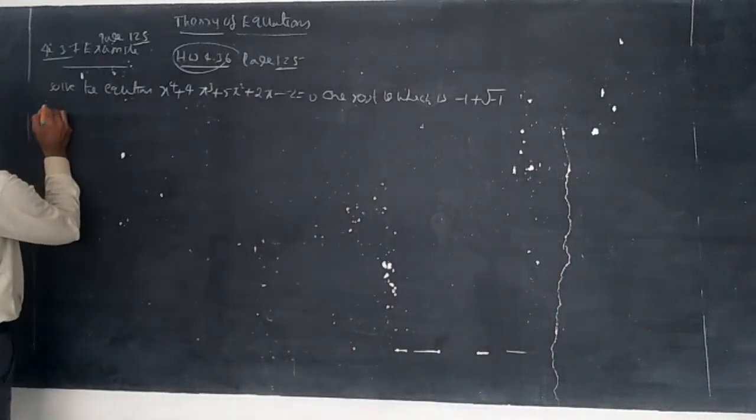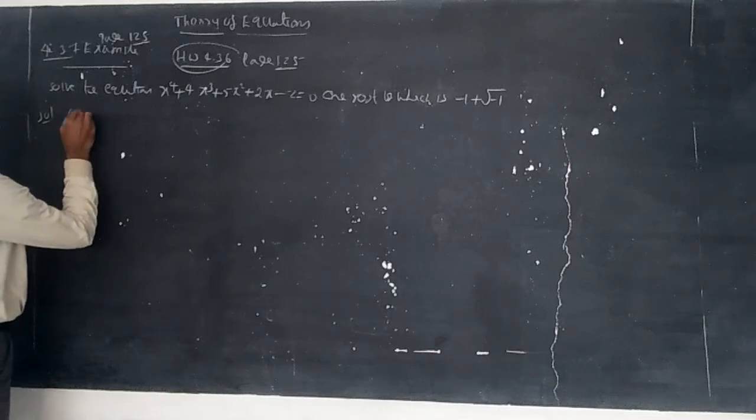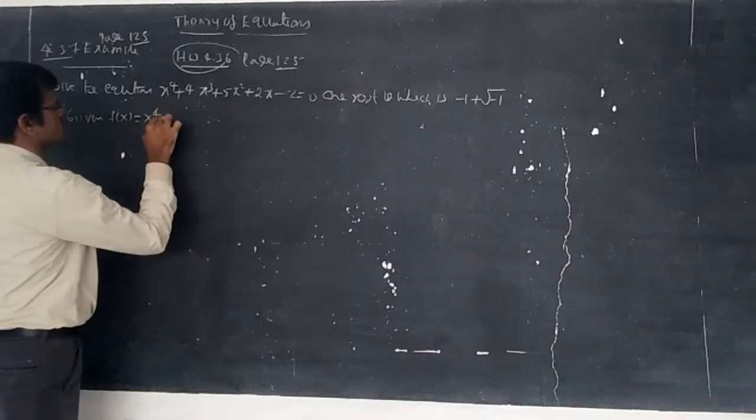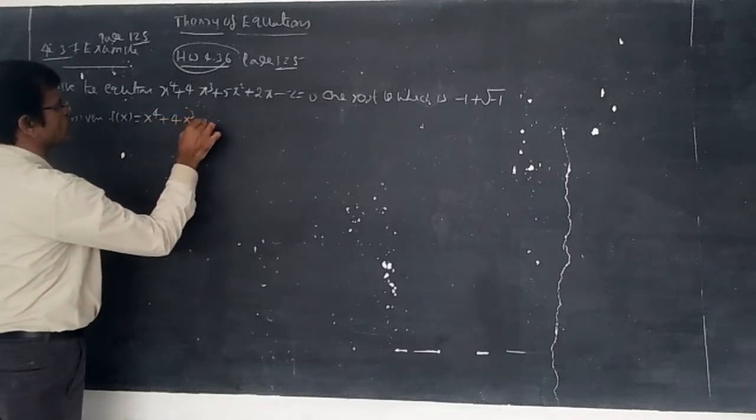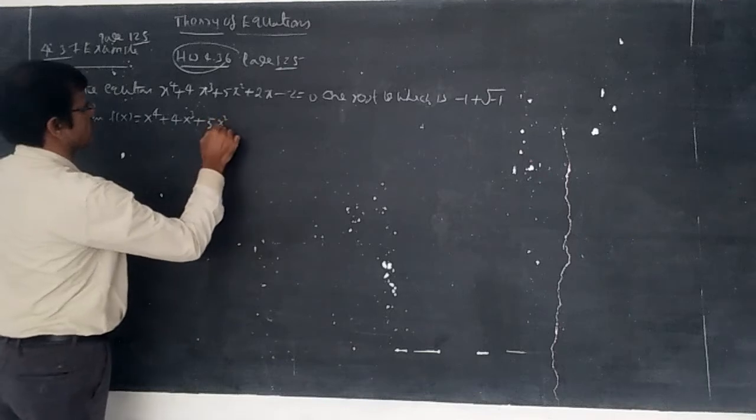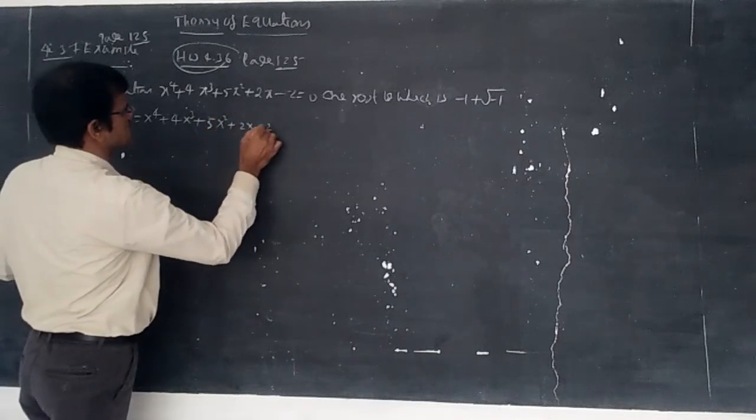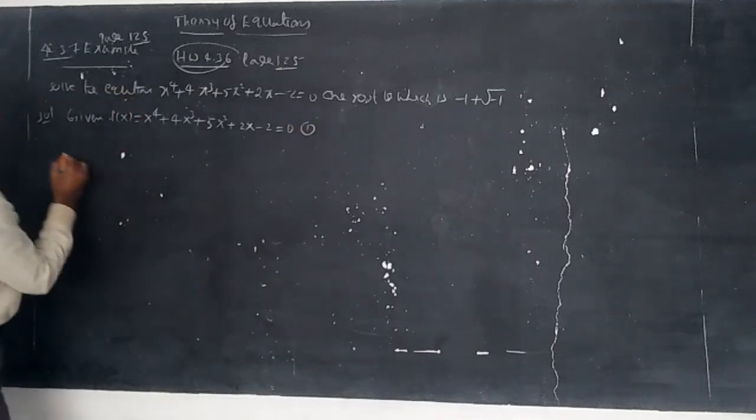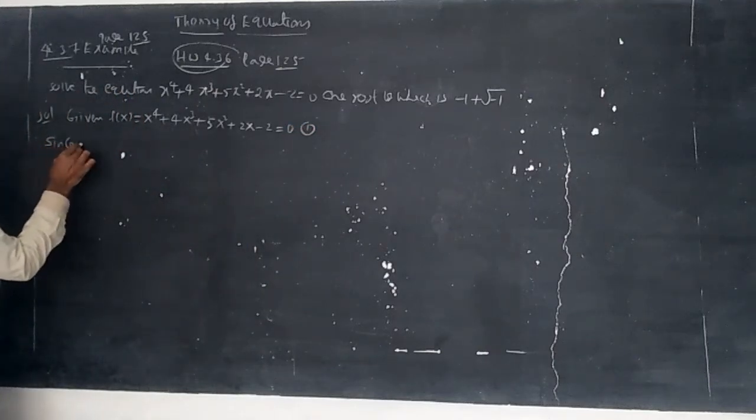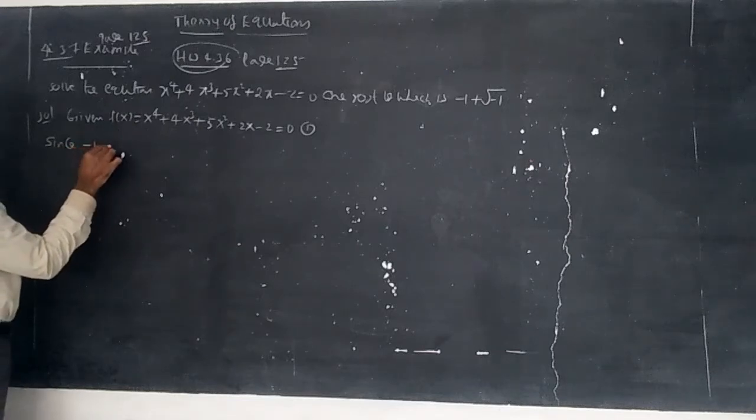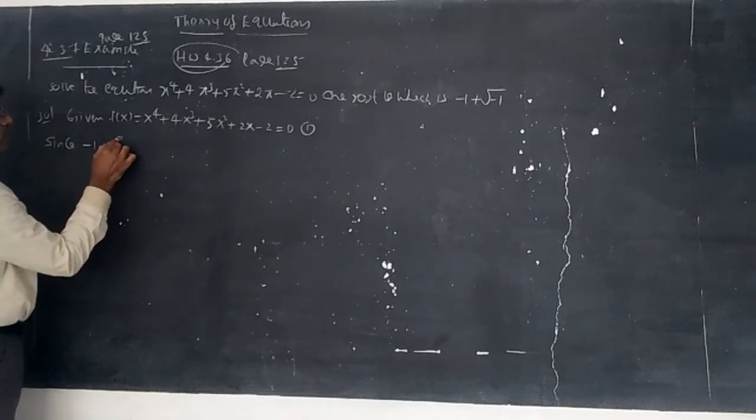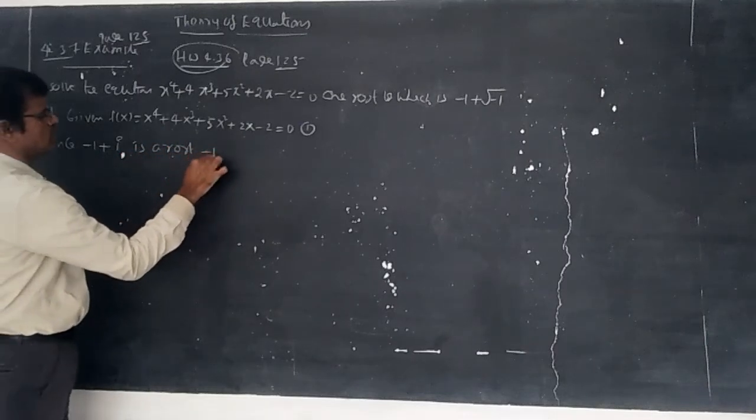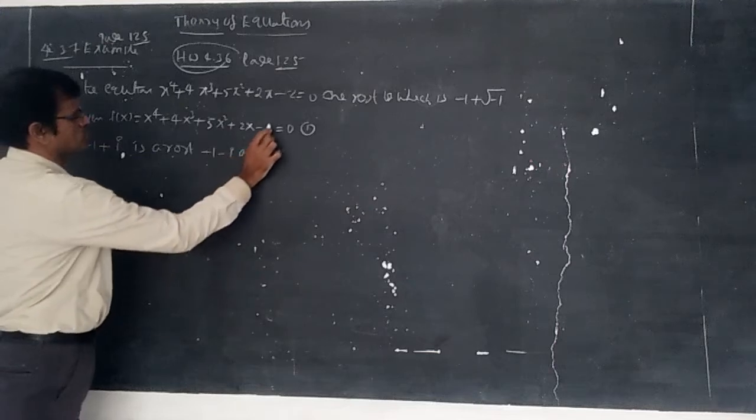Since given f of x is equal to x power 4 plus 4x cube plus 5x square plus 2x minus 2 is equal to 0, and since minus 1 plus I is a root, minus 1 minus I is also a root.